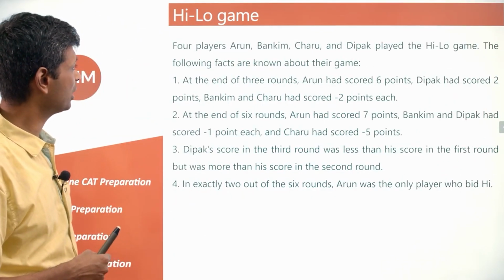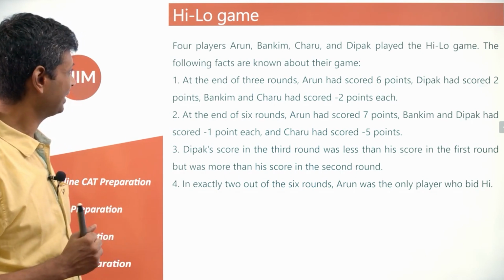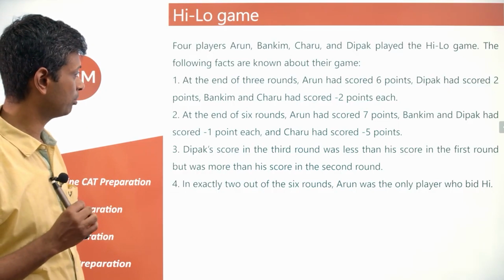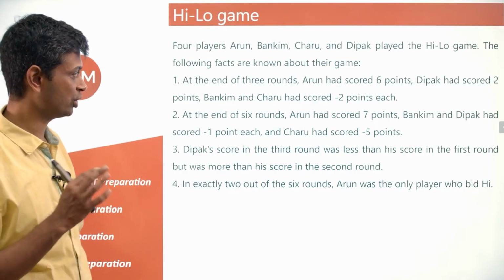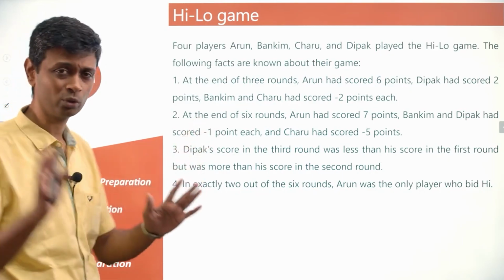4 players, Arun, Bankim, Charu and Deepak, played the high-low game. The following facts are known about their game. At the end of 3 rounds, Arun had scored 6 points. Deepak had scored 2 points. Bankim and Charu had scored -2 points each. At the end of 6 rounds, some scores, I can't retain this, so I'm going to come back to that.